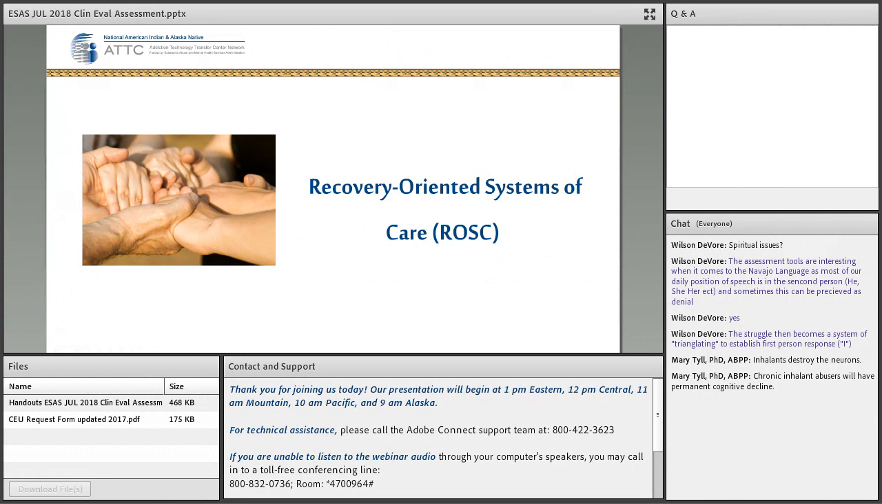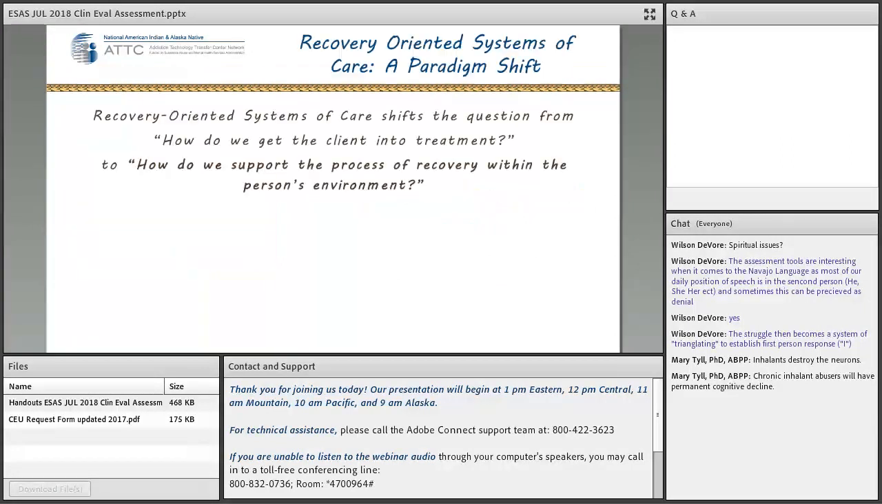Okay, then we get into recovery-oriented systems of care. The recovery-oriented systems of care seem to work very well with Natives because they're able to utilize some of the client's environment. It's very similar to tribal wellness courts or tribal healing to wellness courts. Recovery-oriented systems of care shifts the question from how do we get the client into treatment to how do we support the process of recovery within the person's environment. So a lot of times we might be able to utilize what's in their environment, whether they have healers or ceremonies, or different programs within the tribe that will be able to help them. Of course, remember confidentiality.